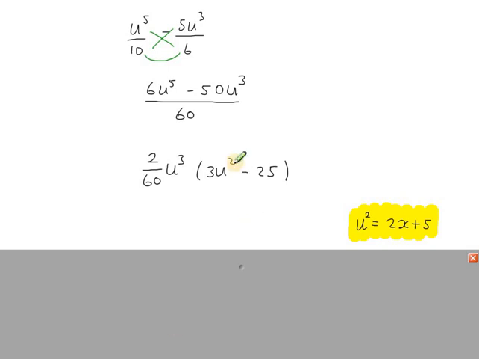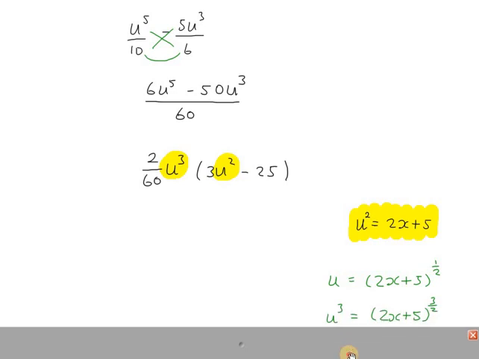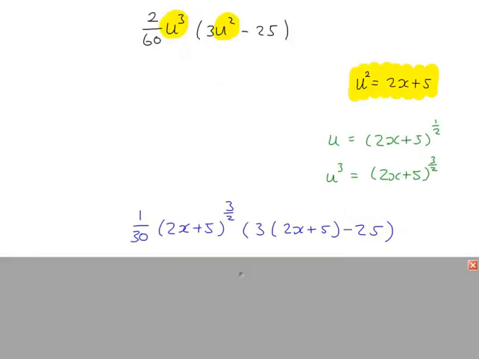So this term is straightforward. I'll replace it with 2x plus 5, but I need to work out what u cubed is equal to. So I'm going to square root both sides to get u, then I'm going to cube both sides to get u cubed. So square rooting, and then cubing both sides, and then substituting in.